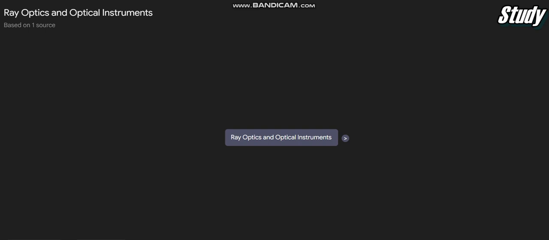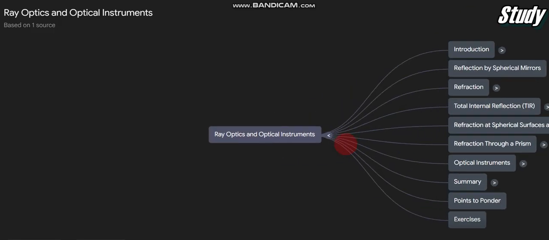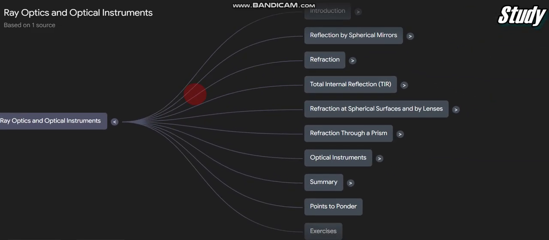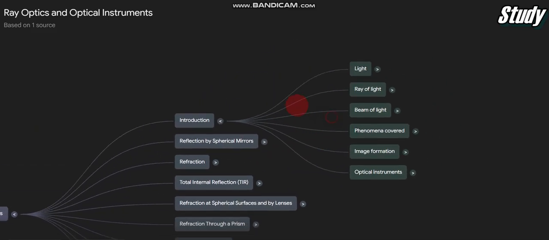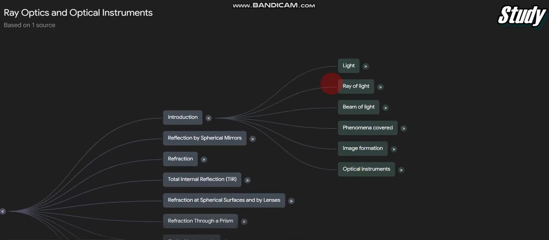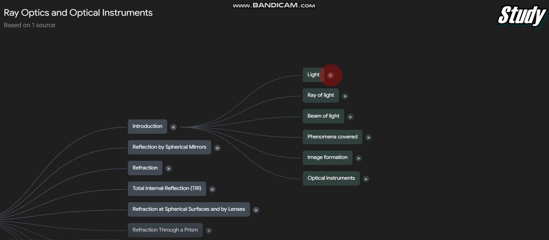Today we are going to start the chapter Ray Optics and Optical Instruments of Grade 12 CBSE. Let us dive into the chapter right now. The chapter consists of these topics basically, but each topic has its thing to say. Let us dive into the introduction now. In the introduction, you see the definitions of a few terms that you've already learned in your grade 10th. Now, let us dive into it.